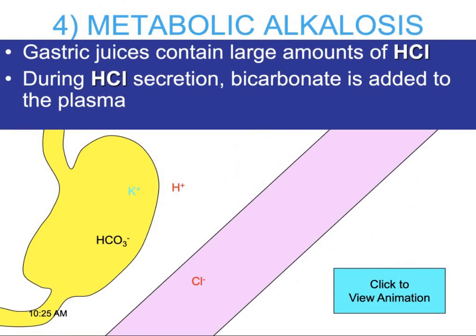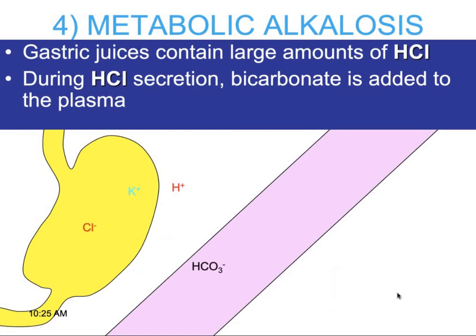The fourth one is metabolic alkalosis. As we know, the gastric juice contains a large amount of hydrogen chloride, and as you know from your learnings about HCl secretion, during the HCl secretion, the bicarbonate ions are actually added to the plasma. So this is your stomach, this is your capillary. What happens? Chloride goes inside the stomach, bicarbonate comes into the capillaries, right?